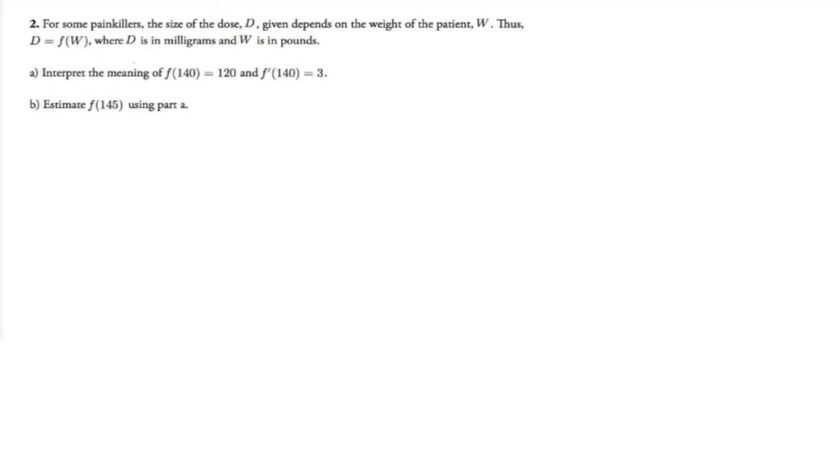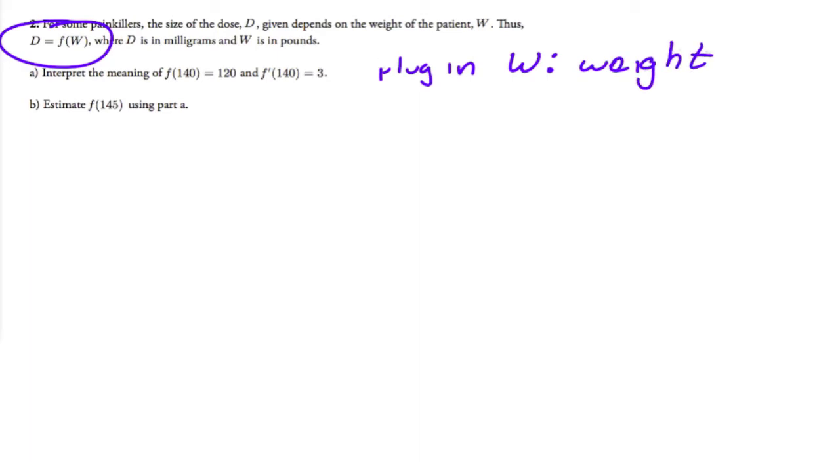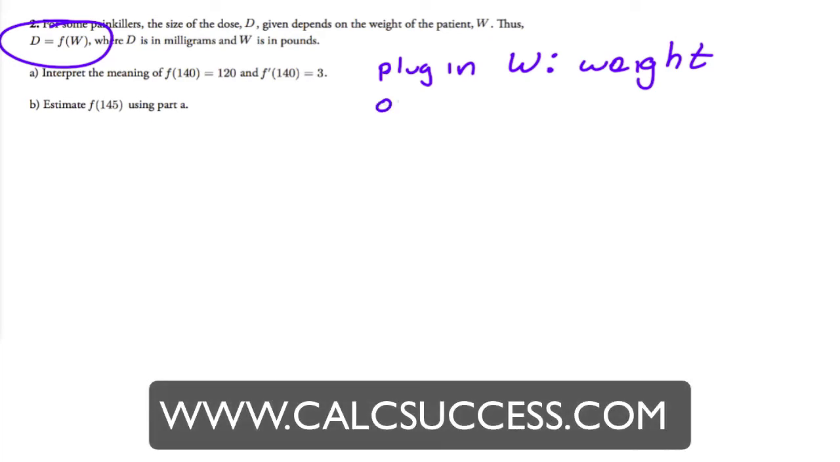So we've got that for some painkillers, the size of the dose, D, given depends on the weight of the patient, W. Thus, D equals F of W, where D is in milligrams and W is in pounds. So basically, you've got this function where you plug in W, which represents the weight, and the output is the dose. So the output is D, or the dosage.